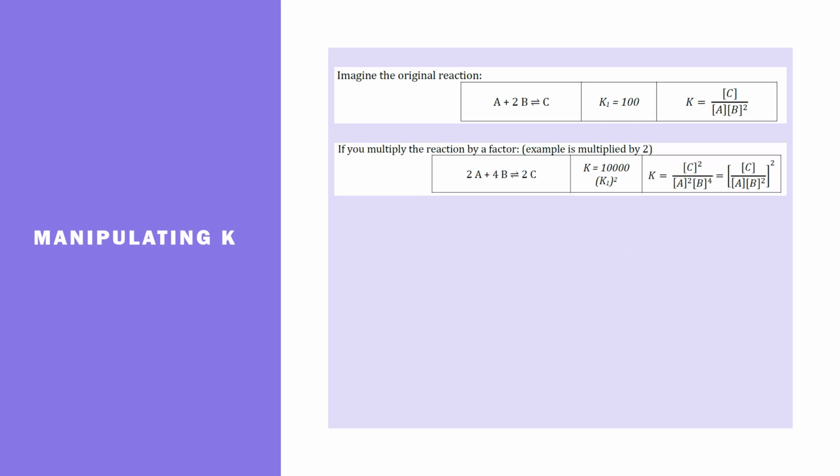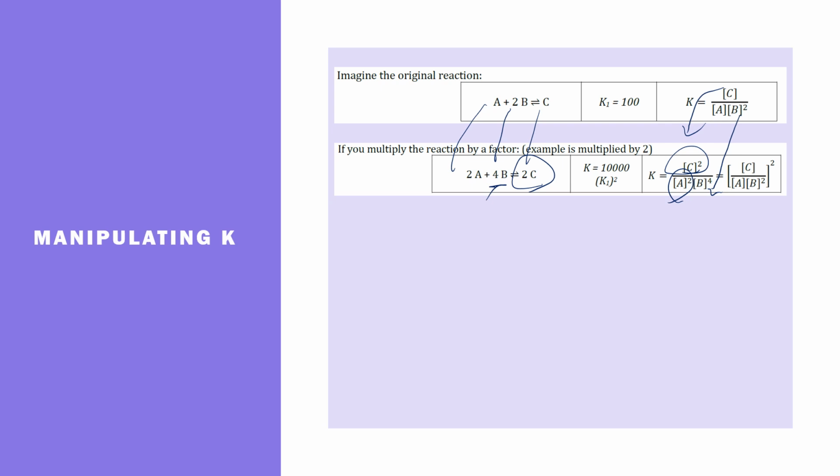Now, if you have that same original reaction, but let's say you want to multiply the reaction by a factor. Now this one is multiplied by 2. So we have twice as many A's, twice as many B's, twice as many C's. Well, the coefficients are changing. So in this case, we have 2 C's now, so C is squared. A is also squared, and now B is to the 4th power because I have a coefficient of 4.